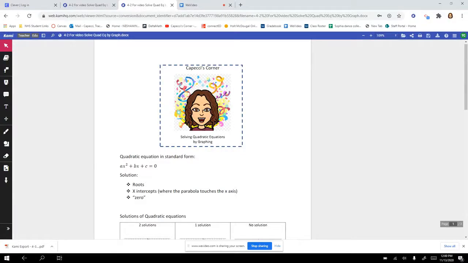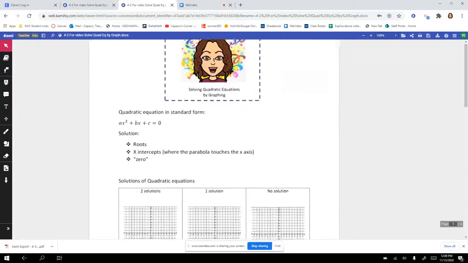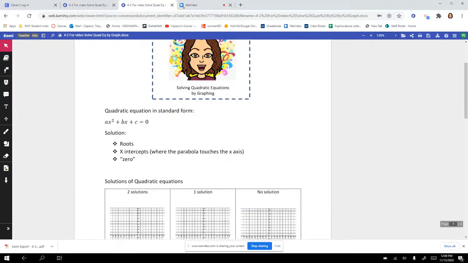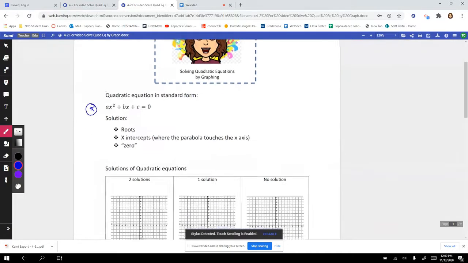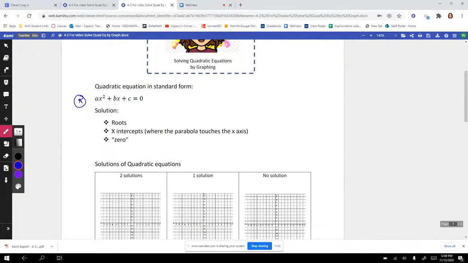Petchy's Corner, we're going to look at solving quadratic equations by graphing. Now, a quadratic equation in standard form, we've talked about this before, is ax squared plus bx plus c is equal to 0. Now, when you find the solutions, whether by graphing or by factoring, there's a couple different phrases or names that we use to talk about the solution.